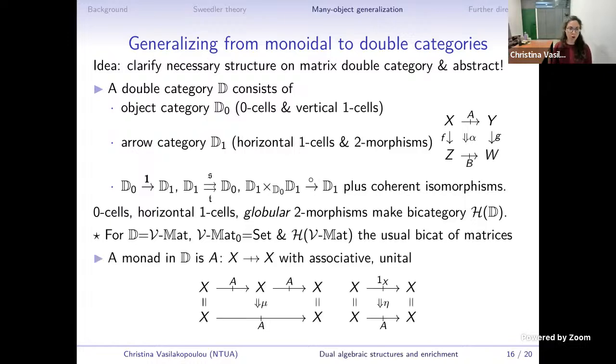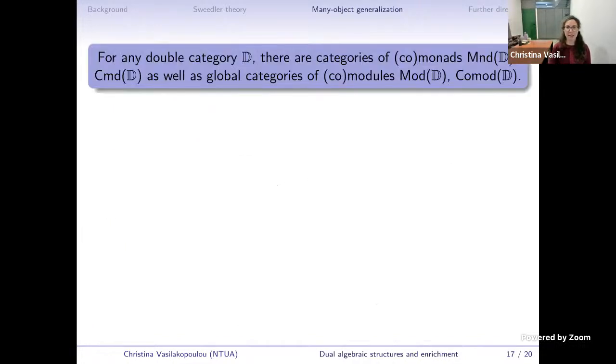And now we're off to defining what a monad is in a double category. And if you look very carefully here, it is an object with multiplication and unit of this form. And because the boundaries on the left and the right are equalities, really a monad in a double category is a monad in the horizontal bicategory. So there's no difference there, which is okay, but the real difference is in the maps.